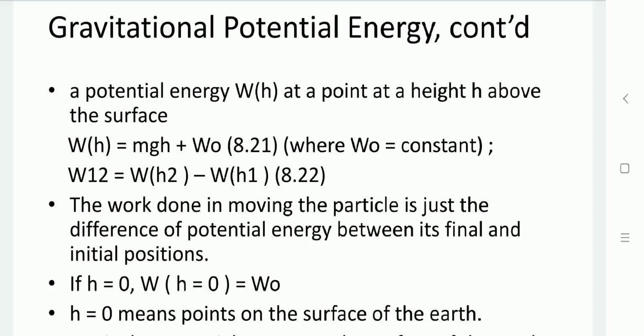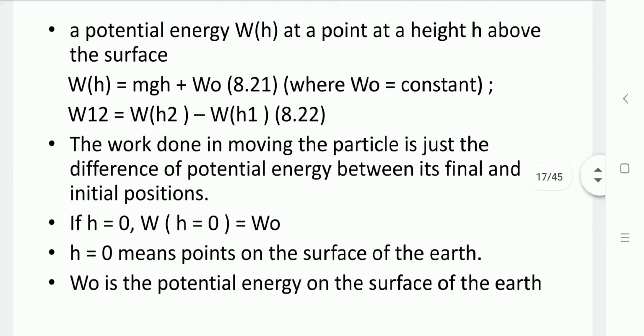So if the height h is 0, W(h) equals W0. Means at height equal to 0, whatever work is required is a constant value. And h equal to 0 means that the object is on the surface of the Earth. So W0 is the potential energy on the surface of the Earth.